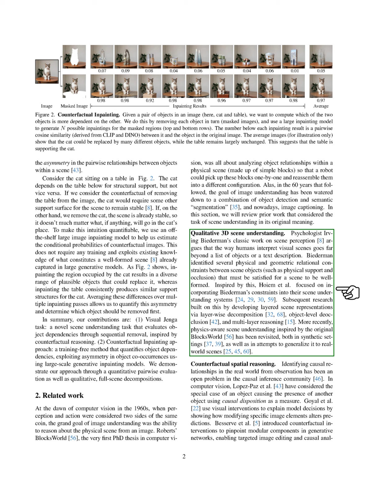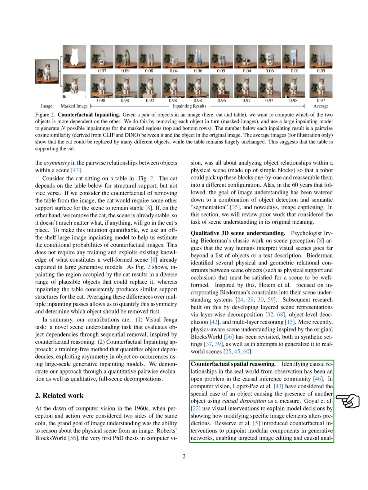Section: Counterfactual spatial reasoning. In this section, we explore counterfactual spatial reasoning, which involves identifying causal relationships from observations. This has been a challenge in the causal inference field. In computer vision, Lopez Paz and colleagues examined how one object can cause the presence of another using causal measures.